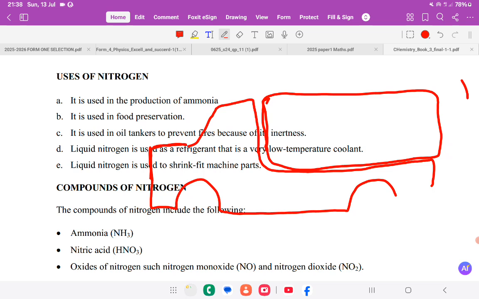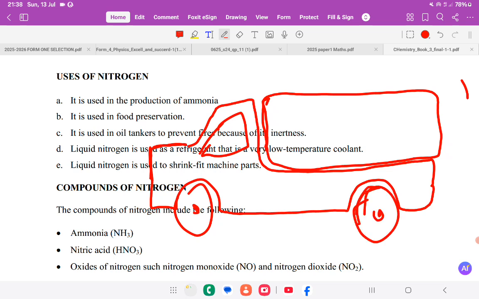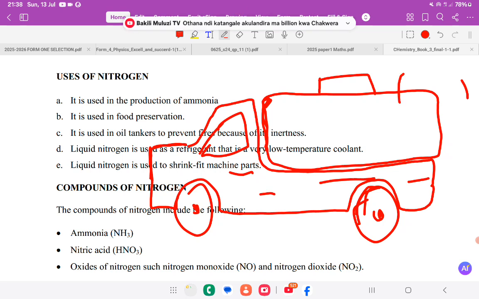I'm sure you will not have issues with my diagram. So let's suppose this is a tanker, it's a car transporting oil, fuel, such as diesel, right? Transporting diesel from somewhere, maybe Tanzania to Malawi here. This is a tanker, or a tank containing oil.